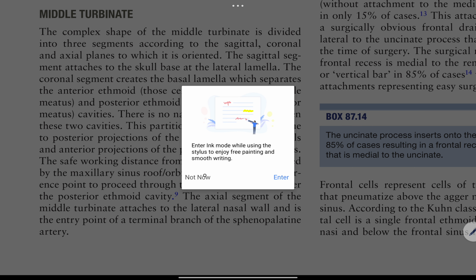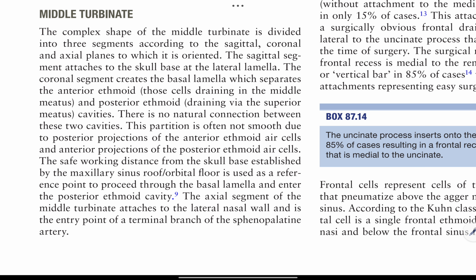The axial segment of the middle turbinate attaches to the lateral nasal wall and is the entry point of a terminal branch of the sphenopalatine artery.